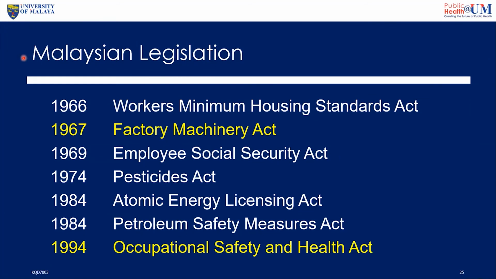These are some of the legislation after independence. Basically, we have Minimum Housing Act, Factory Machinery Act, Employment and Social Security Act, Pesticide Act, Atomic Energy Licensing Act, Petroleum Safety Measure Act, and Occupational Safety and Health Act. These are all legislation that's related to occupational safety and health. So we are going to focus on Factory Machinery Act and Occupational Safety and Health Act when we're discussing occupational safety and health.